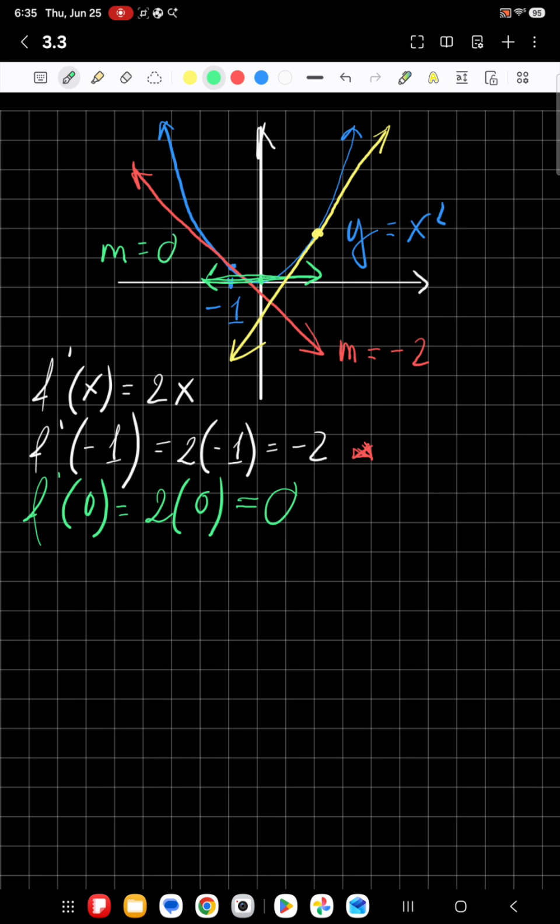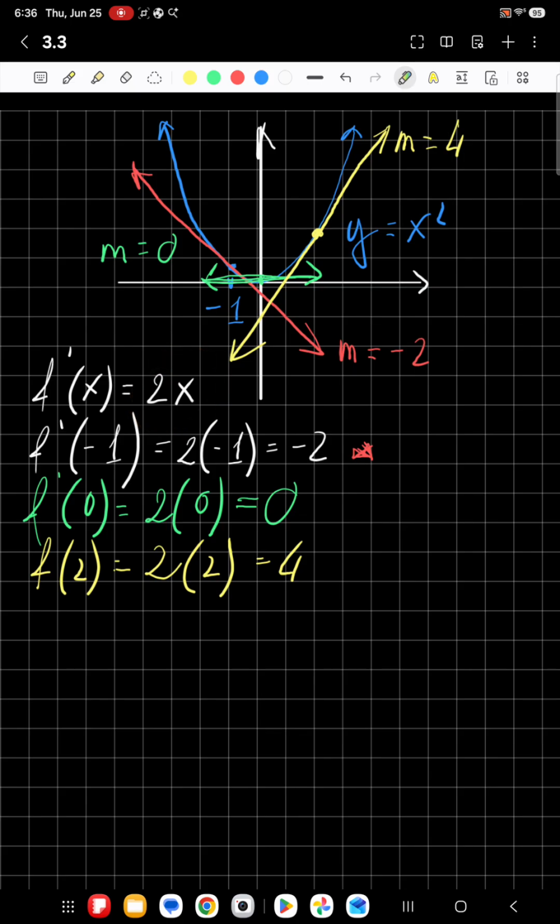And now we have the last one. So f prime of 2. Plug it in. So we get 2 times 2. So that's 4. Okay, so the slope of this one, m equals 4. Yeah, I just wanted to remind you, right, that what we're essentially doing, we're calculating, right? We found the formula for slope, and now having that formula, we can calculate slopes at every point.